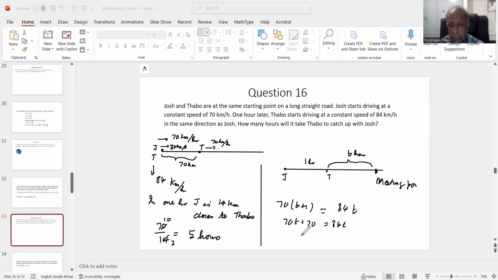Bring all the t's to one side. 84t minus 70t is 14t. It's equal to 70. So t equals 5. So after 5 hours, they meet. Now this is using mathematics, you see. Here you are using logic. Okay, so in both cases, you get to the same answer.